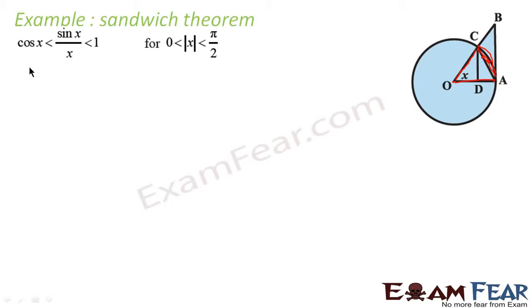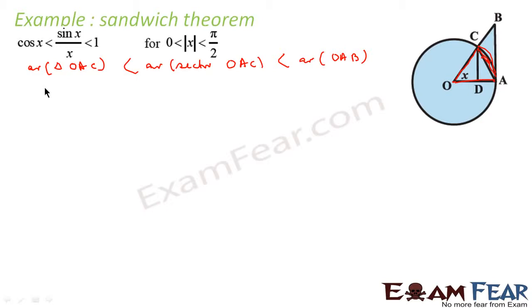So we can say that the area of triangle OAC is always less than the area of sector OAC, because this sector also includes the curve area, and this is always less than the area of triangle OAB. Correct? Because OAB is a bigger triangle. The smaller triangle's area is always smaller than this sector, because this sector includes this area also, and that is again always smaller than the bigger triangle.